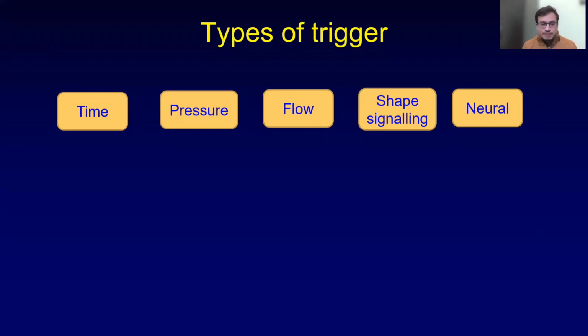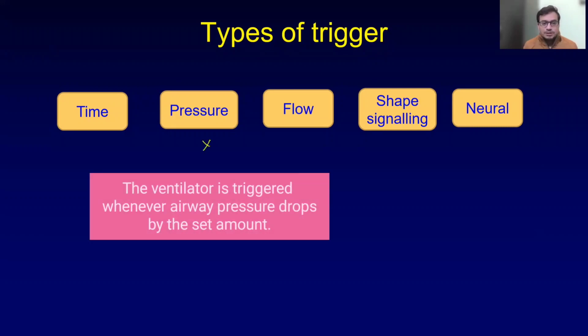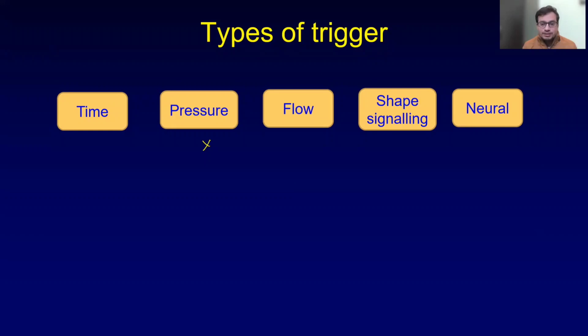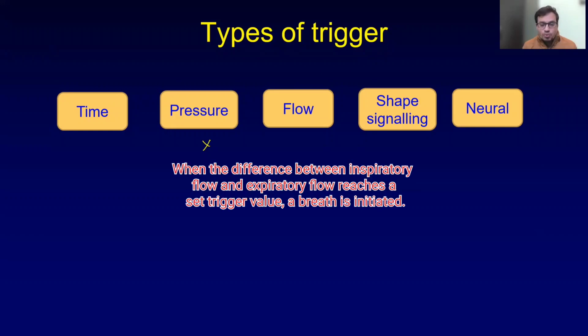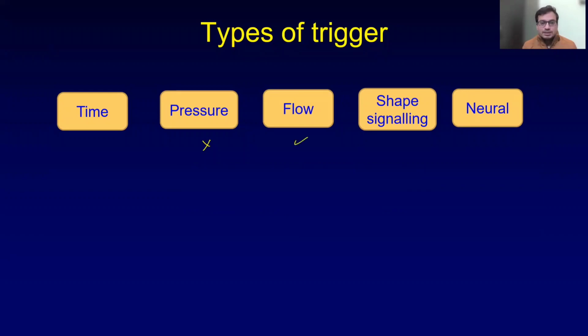In the pressure type of triggering, the patient's breathing produces a decrease in the baseline circuit pressure, which starts the inspiration. In the flow trigger, the ventilator senses the inspiratory flow, which was initiated by the patient, and that initiates the full inspiration. Okay.